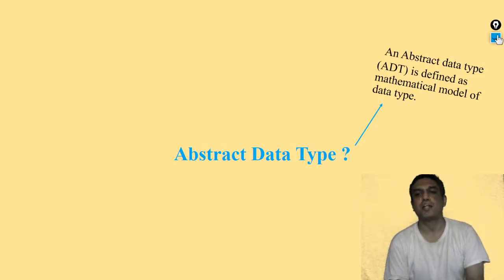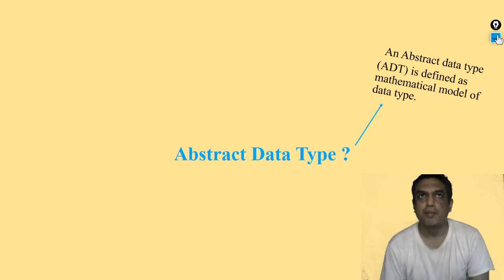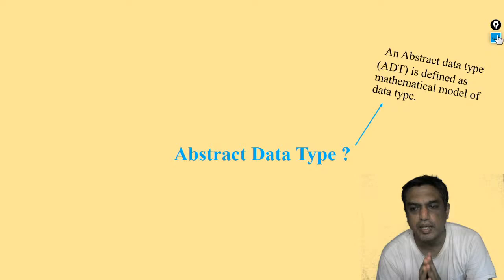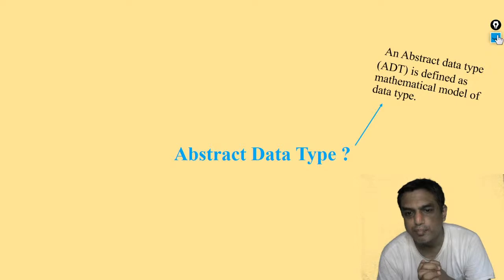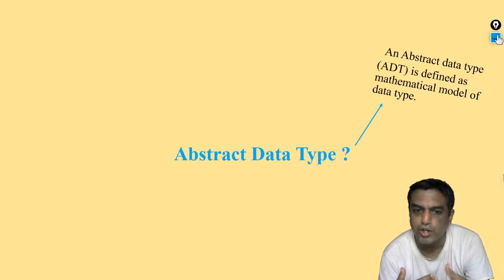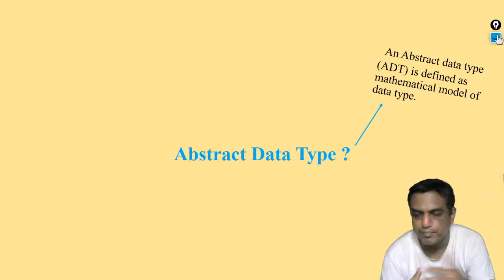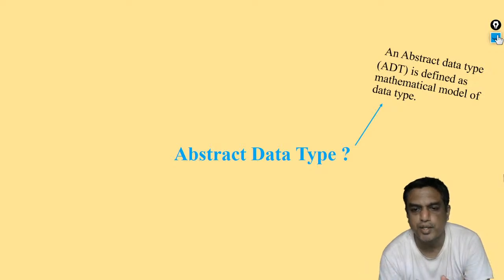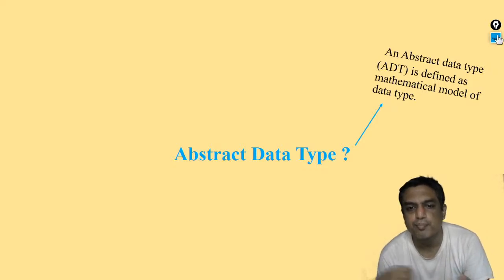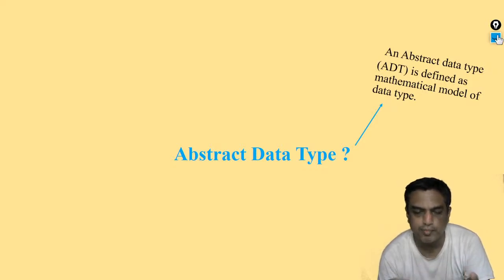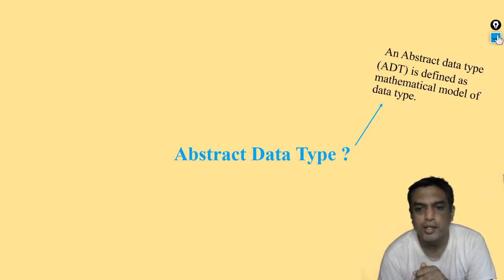Mathematical model of data type means what? Abstract data type is not an actual implementation. It is a mathematical model. Whenever we say it is not an actual implementation, what do we mean? We mean that we are not going to write a C program in abstract data type. We are going to write just a mathematical model on pen and paper, right?